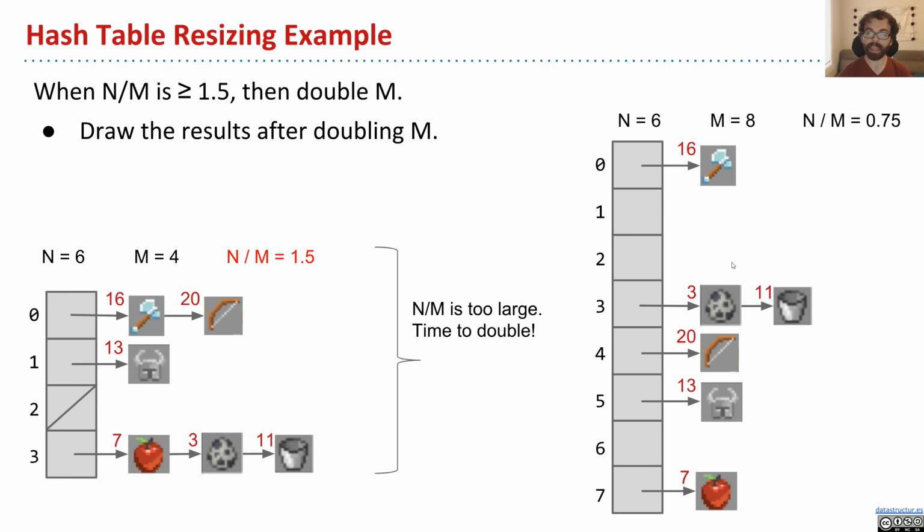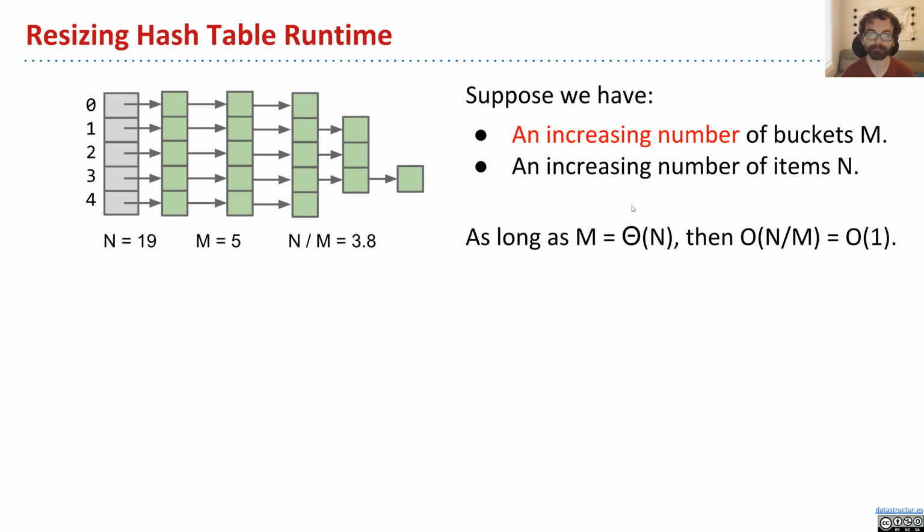Now here, egg and bucket ended up together, but before, axe and bow were together, and now they're split apart. It is also possible that items that used to be separate from each other end up getting put in the same bucket. It all just depends on how the hash codes and the number of buckets line up. Okay.